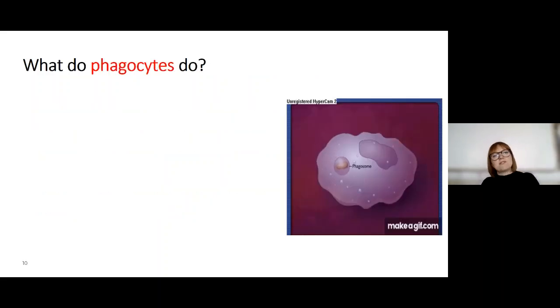Now, the first one that we're going to look at is called a phagocyte. I've got a little animation there of what actually is happening. This structure here, which I'm showing you, is the phagocyte, and what you can see going inside is the pathogen. Just to make sense of this video, the purply abstract shape here is the phagocyte, and the thing going inside is the pathogen.